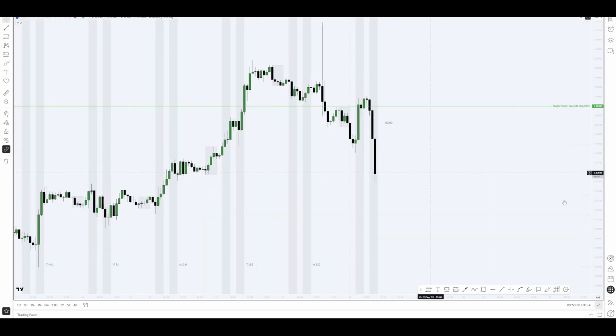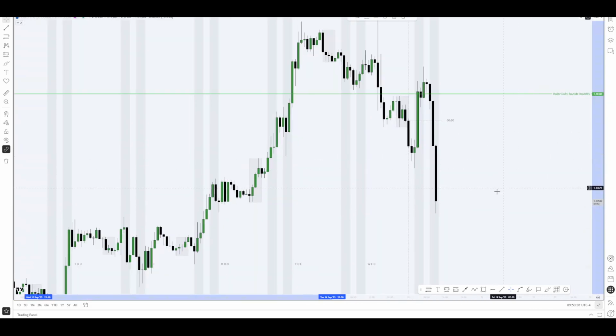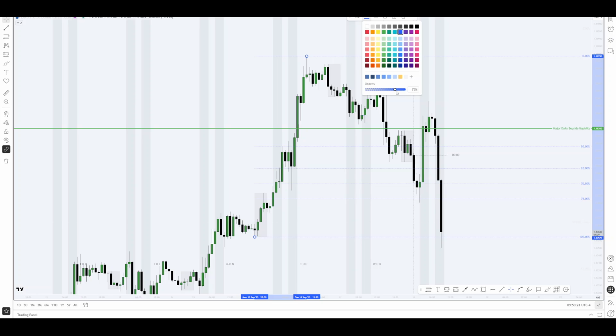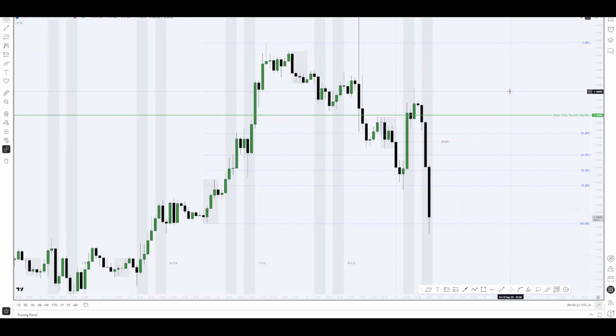So I dropped down to the 1 hour. And for the 1 hour, this for me was a very obvious low. And also it was a dealing range because it took out this sell side liquidity. Let me make it more visible and more clear, like so. All right.